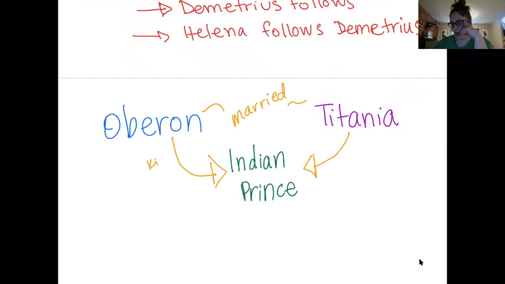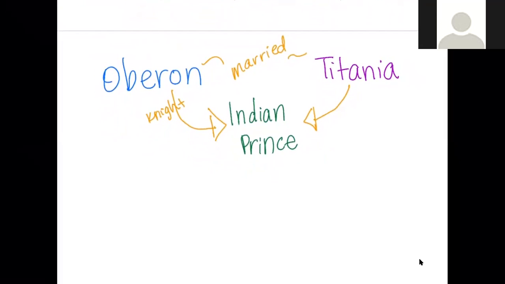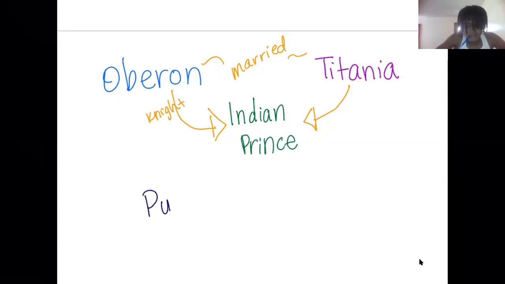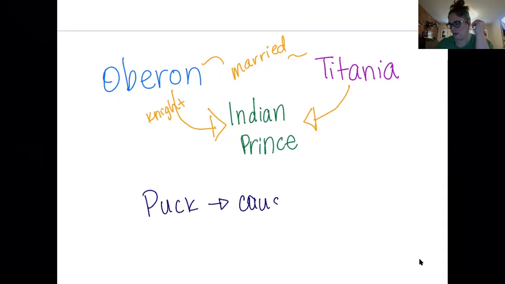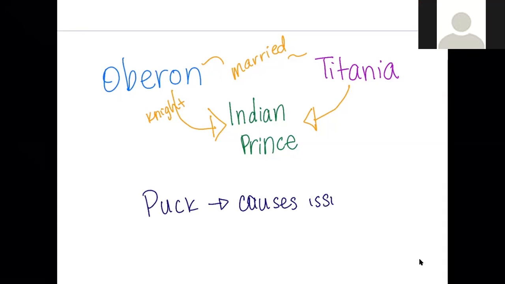He wants him to be a knight, and she just wants him, like as a boy. Not in any weird way, like she wants to adopt him. And then Puck, he just causes issues. And he's like the class clown.